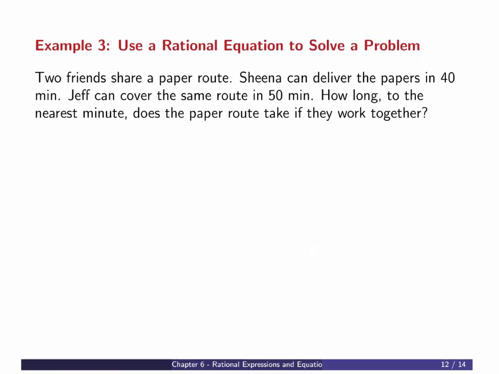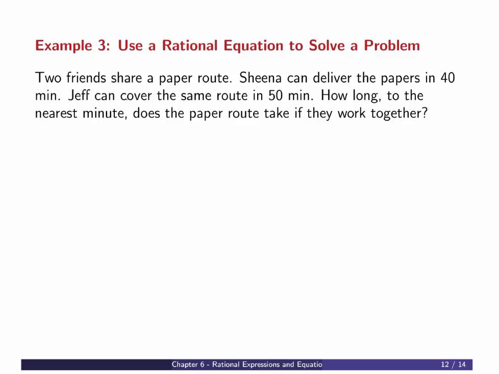I'm going to take a look at the example that I actually did for you. It says 2 friends share a paper route. Sheena can deliver the papers in 40 minutes. Jeff can cover the same route in 50 minutes. How long to the nearest minute does the paper route take if they work together? So Sheena can deliver these papers in 40 minutes. Jeff can cover the same route in 50 minutes.